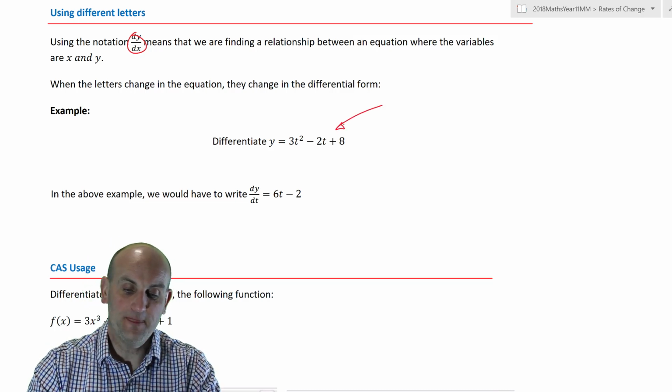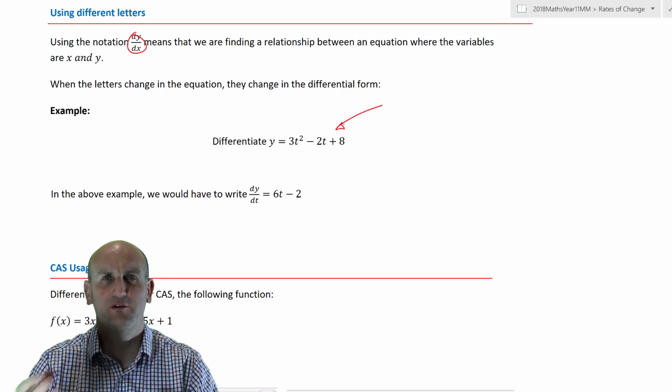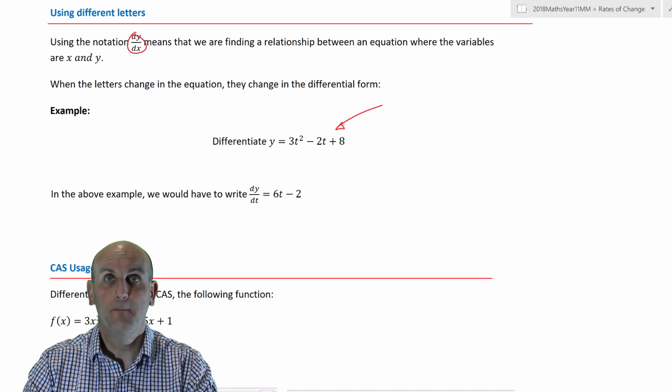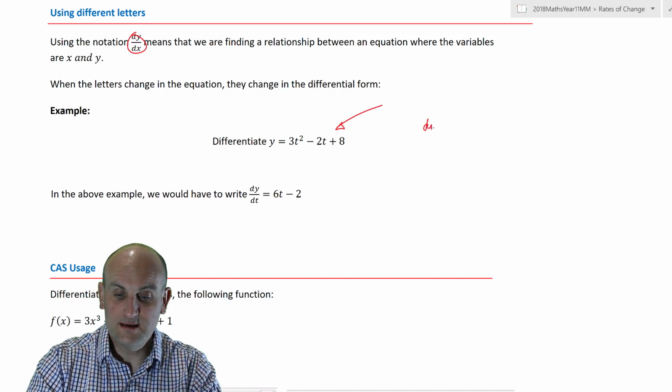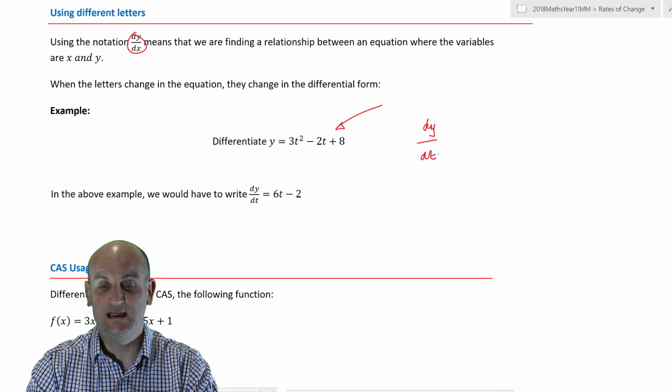What you can see here is a formula: y equals 3t squared minus 2t plus 8. That's useful because it's actually a constant acceleration formula, which we will come to in either physics or maths or whatever else. But in this situation, if I was going to differentiate this, I would write dy by dt. I wouldn't write dx, I'd write dt.